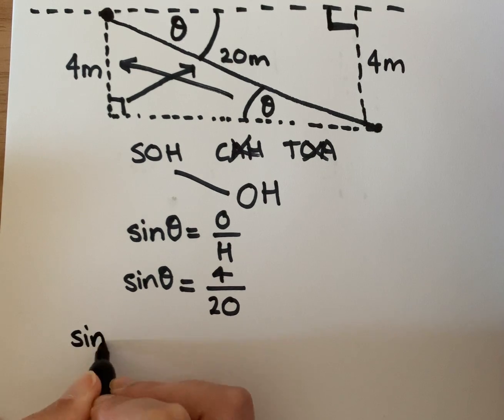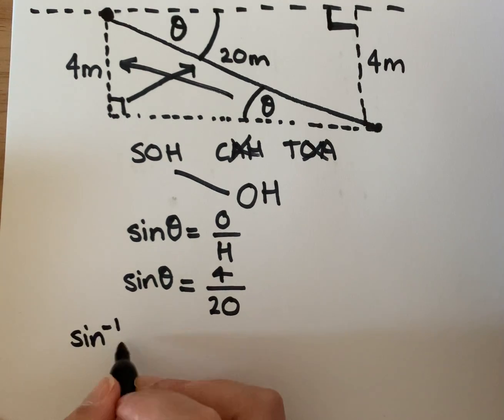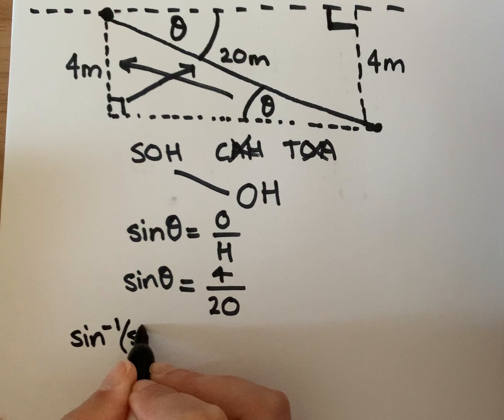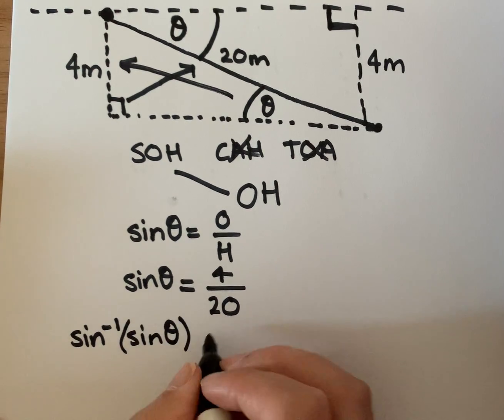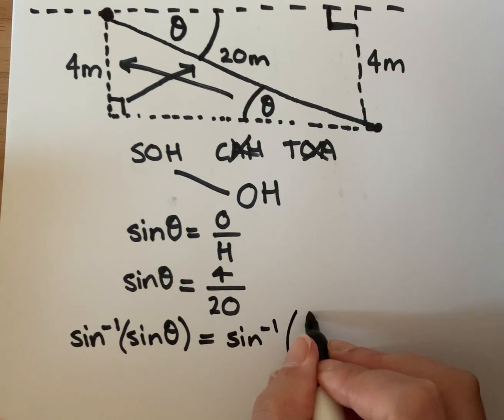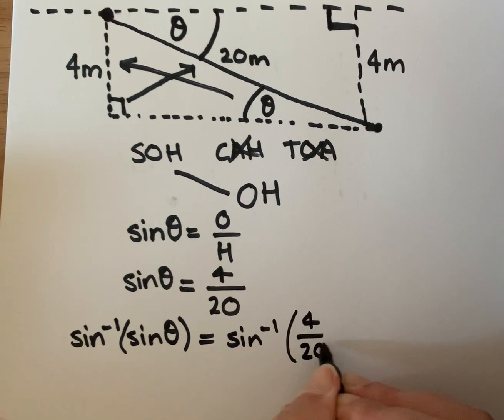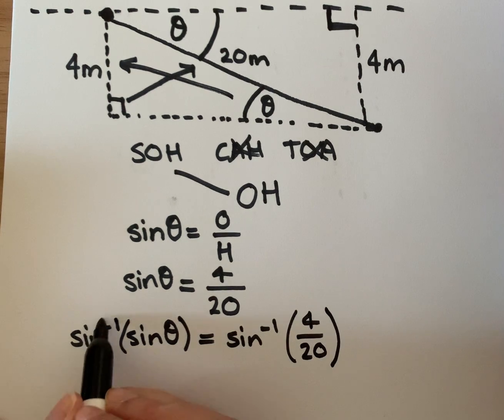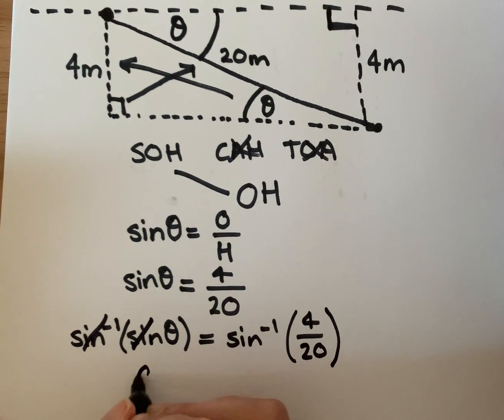So this is what it looks like on the calculator. And we need to take the inverse sine of both sides to keep the equation balanced. Okay, these two will just cancel out. That's why we did it. We wanted to get rid of the sine function. We're just left with theta, which is what we want.